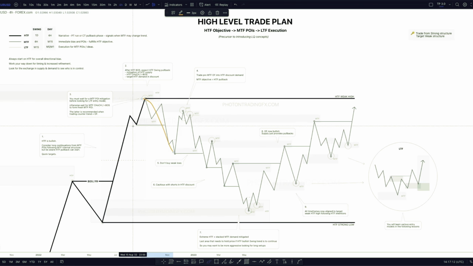Wait for your medium time frame to shift bearish. Because now, if you wait for the price to pull back in, you're trading in line with your medium time frame, okay? I appreciate this is a lot of things to think about. As you go through the course and later into the trade plan module, this will make a lot more sense.